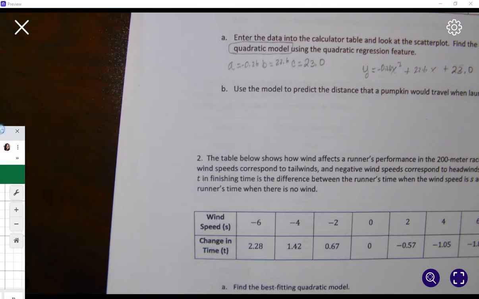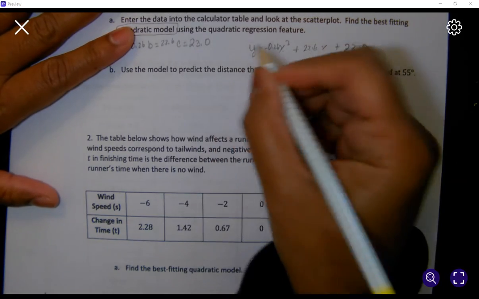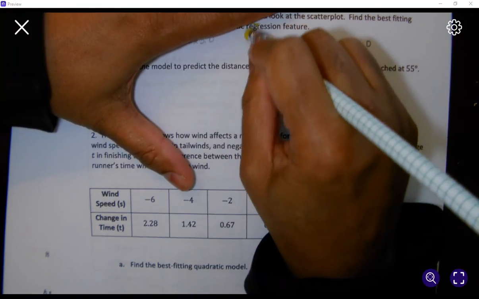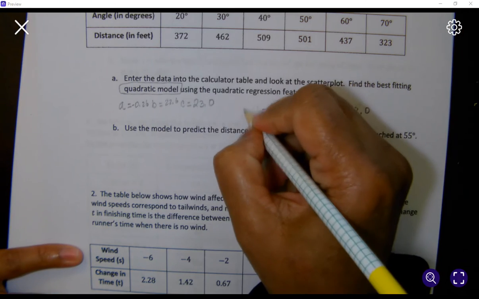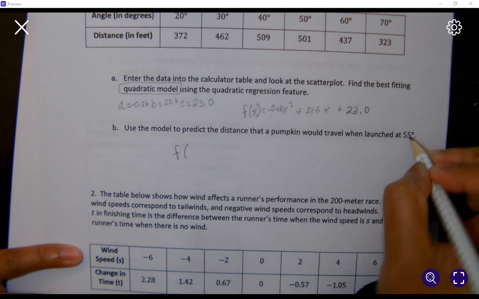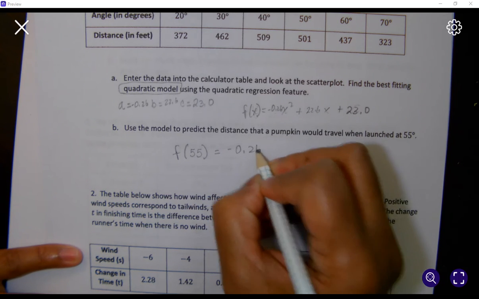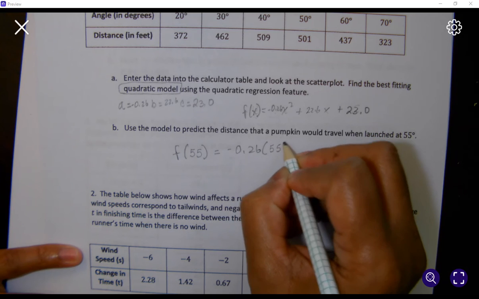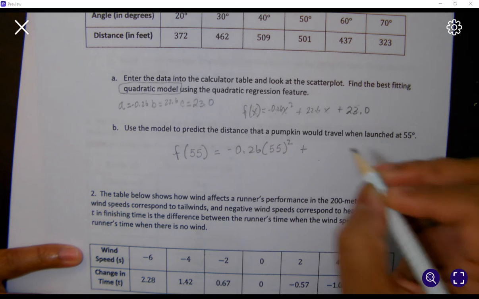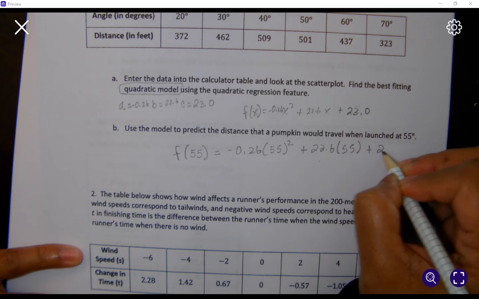The second part of the question is saying, use the model to predict the distance that a pumpkin would travel launched at 55. So I'm going to rewrite this as a function, changing the y to f of x. Basically what it's asking me to do is plug in 55 for my x. So we have negative 0.26 times 55 squared plus 22.6 times 55 plus 23.0.